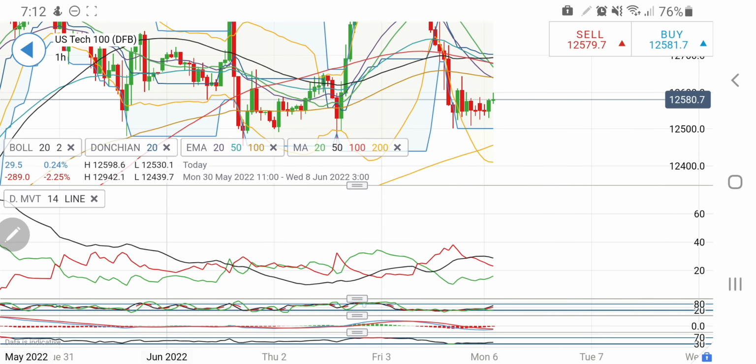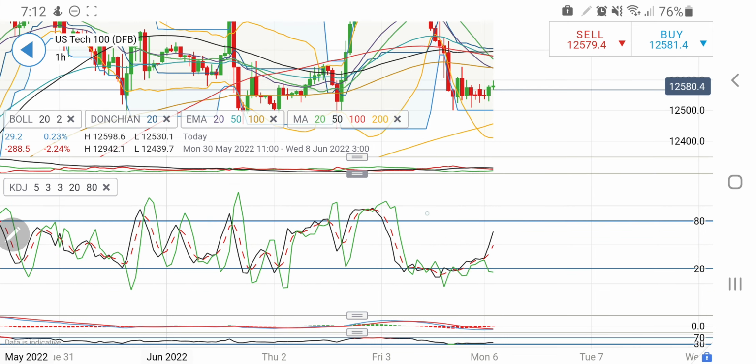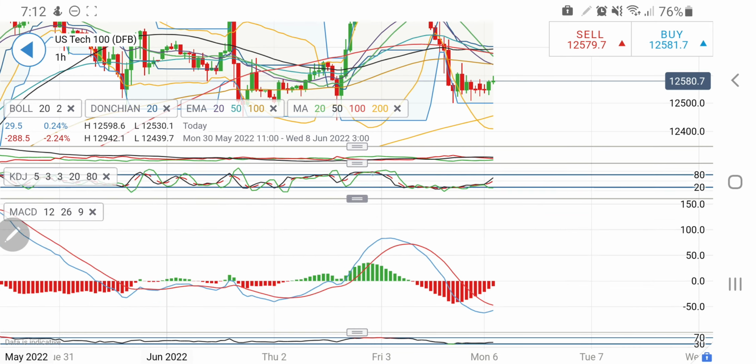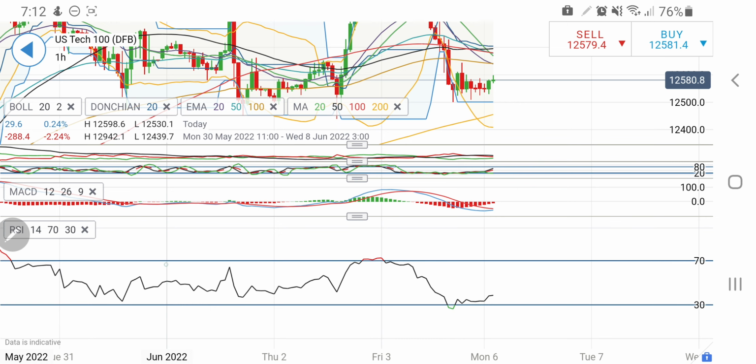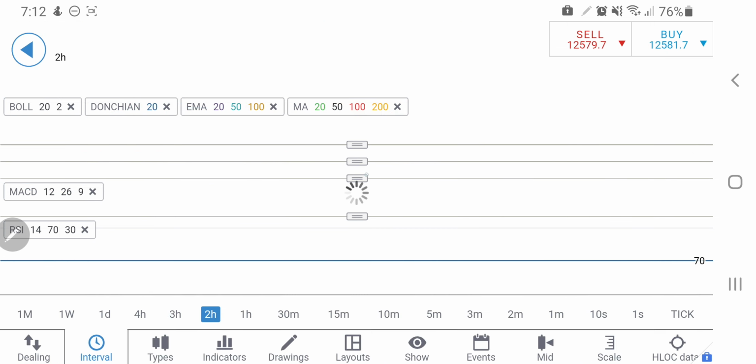Now, if you look, the directional movement is bearish, trying to converge and cross over for a bullish move. The stochastic is looking upwards. The MACD is trying to converge and cross over for a bullish move. The RSI 2 is trading upwards now.